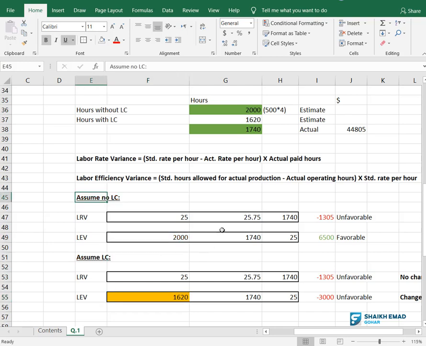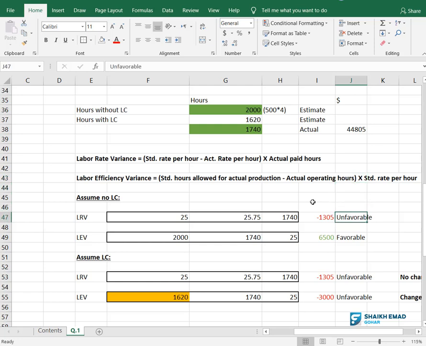Okay. I need to compare it with what? With the actual hours, of course, how much they actually took. So remember, they took 1740 actually. In both cases, same. Of course, this will not change. No matter you assume there is learning curve or no learning curve, there will be no change on actual results, right? And finally, you will multiply this with what? With the standard rate. Why do we need to multiply with the standard rate? Because we need the answer in dollars. Getting it? This is the reason.